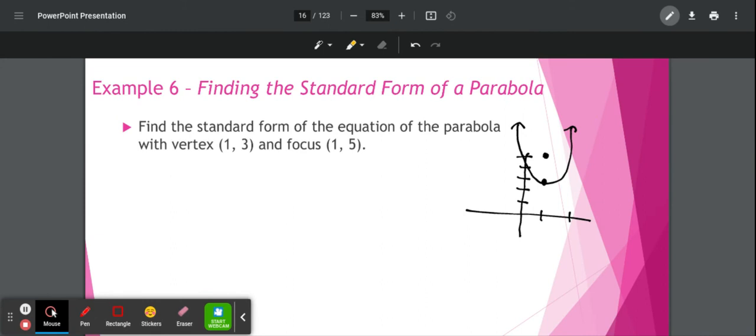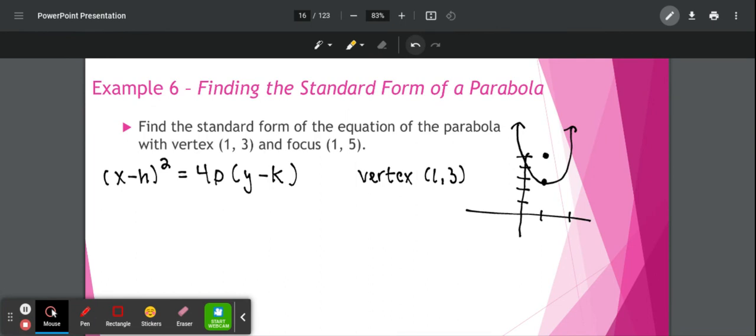And so our standard form, we're going to use x minus h squared equals 4p times k minus y. Sorry, not k minus y. y minus k. Right, because we have that vertical parabola. And so we have our vertex. If our vertex is 1, 3, we know that that's our h and our k. So we have x minus 1 squared equals 4p times y minus 3.